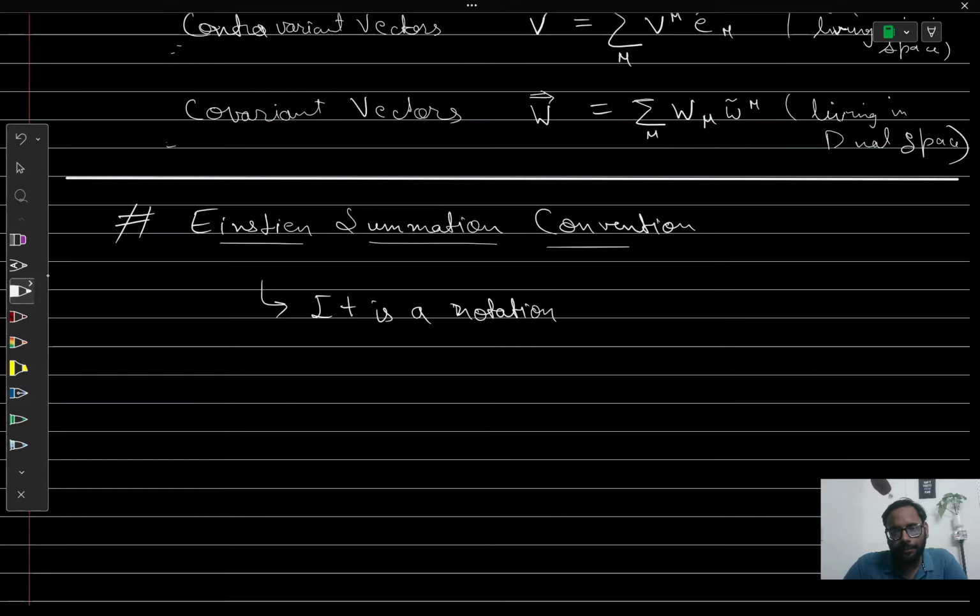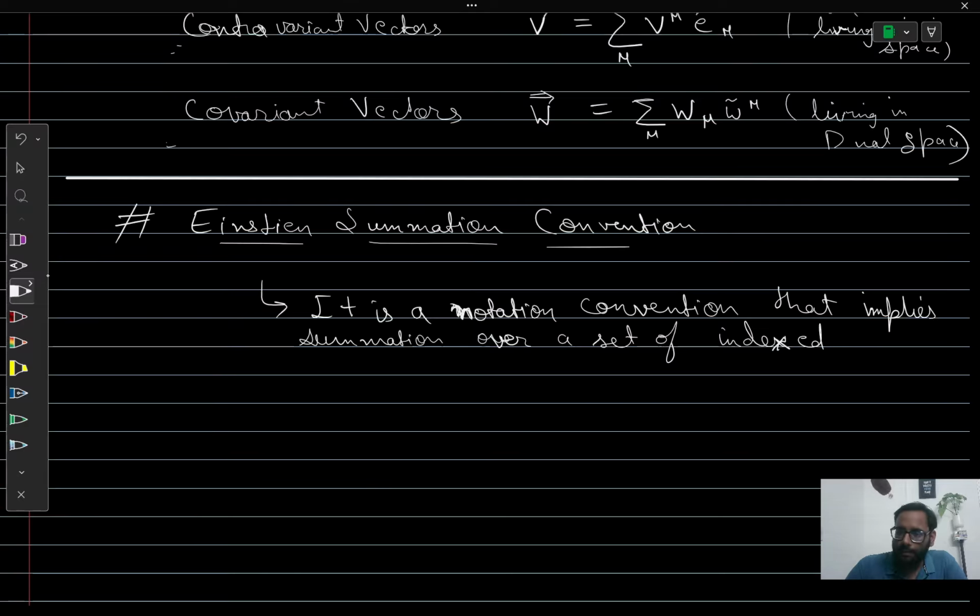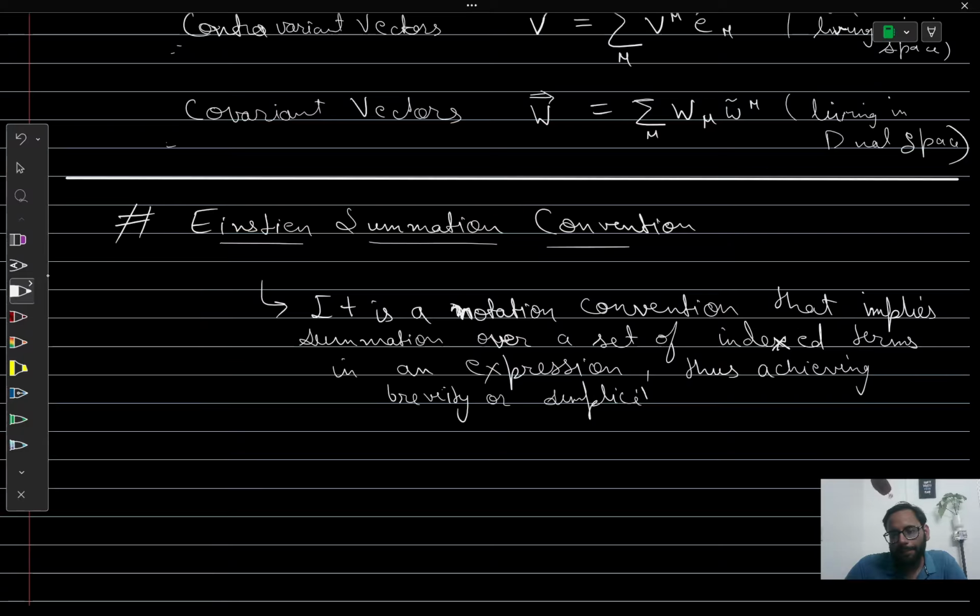It is a notation convention that implies summation over a set of indexed terms in an expression, thus achieving brevity or simplicity. It just simplifies our things, this summation convention.